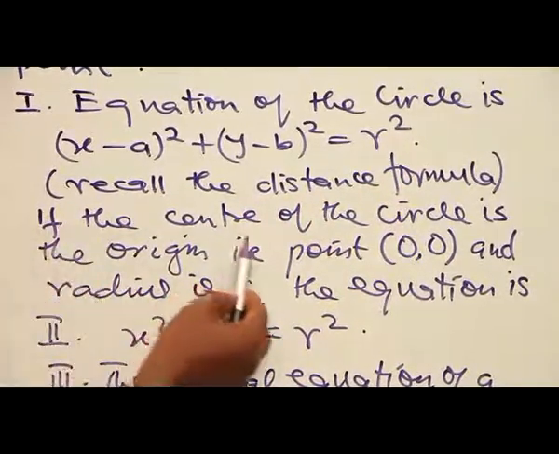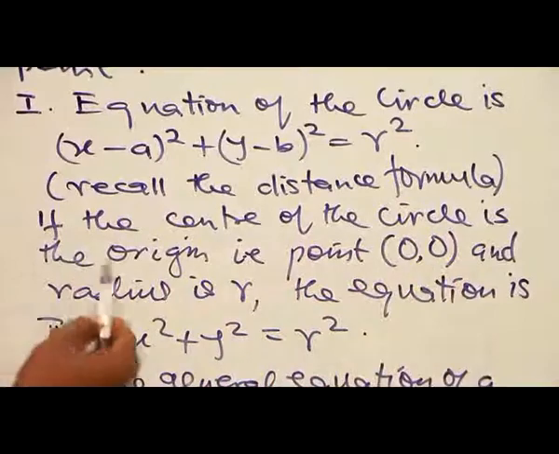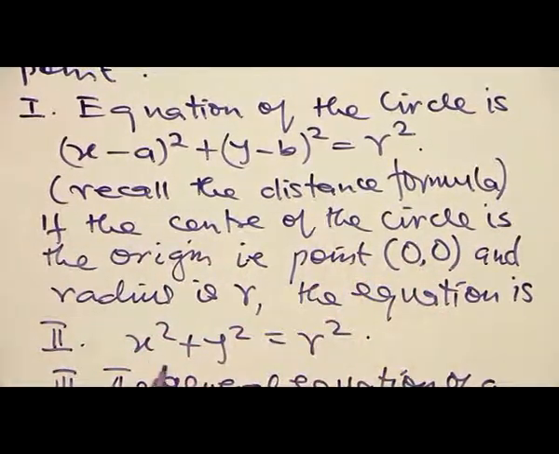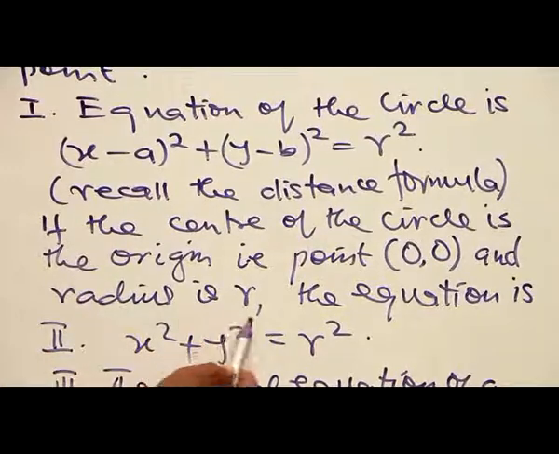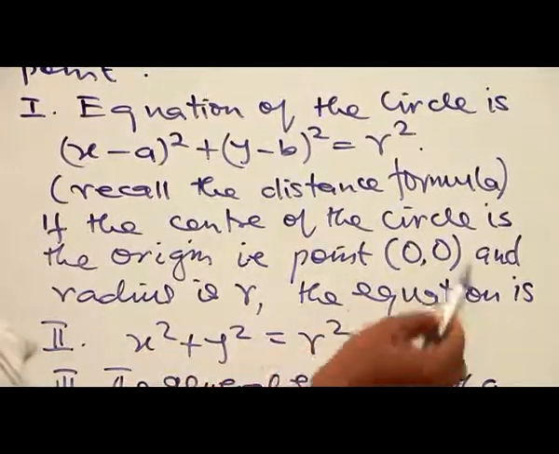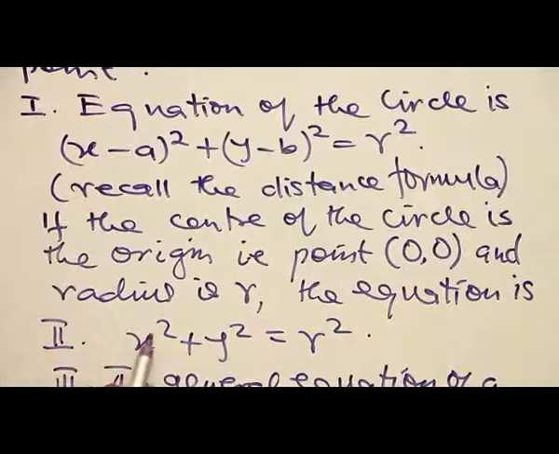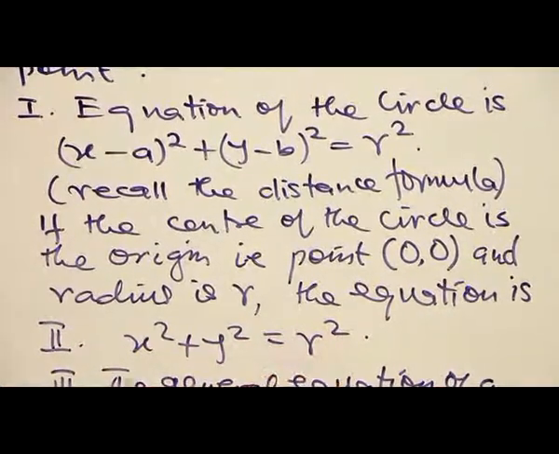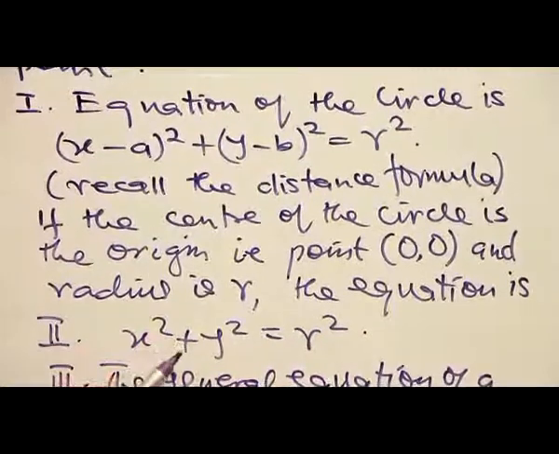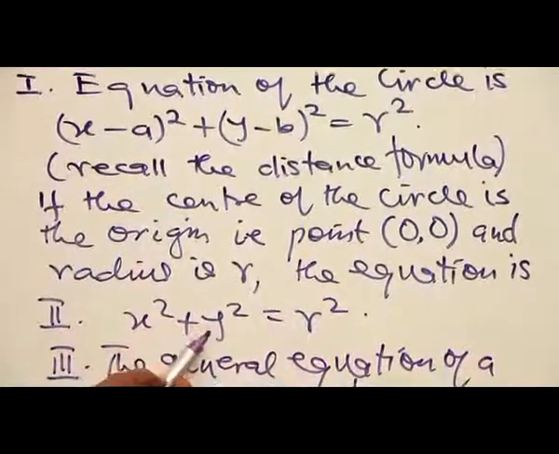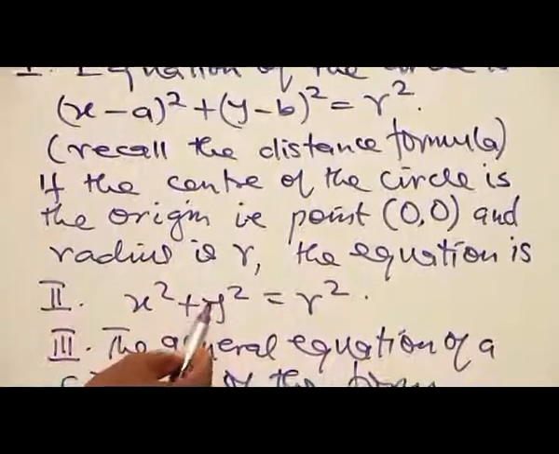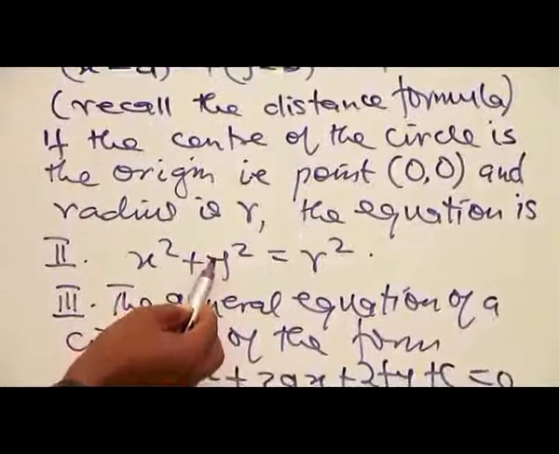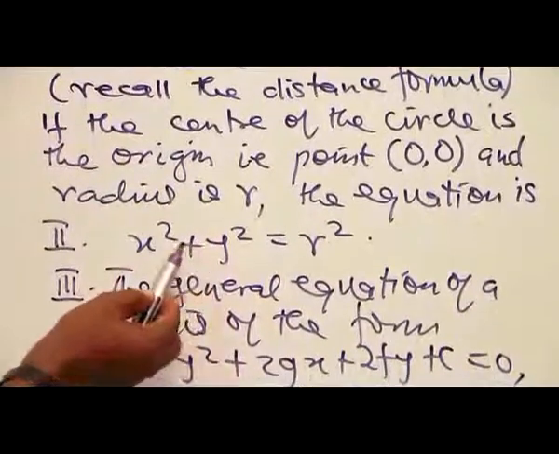Now, if the center of the circle is the origin, that is the point 0, 0, and the radius is R, the equation is S squared plus Y squared equal to R squared. So this is the second equation, which is applicable to a situation where the origin is the center. So where the origin is the center of the circle, we have this relationship.